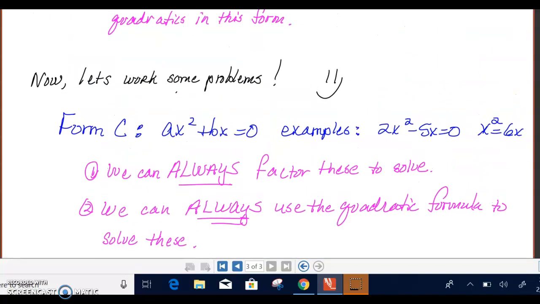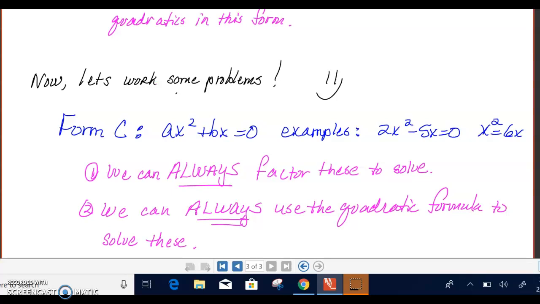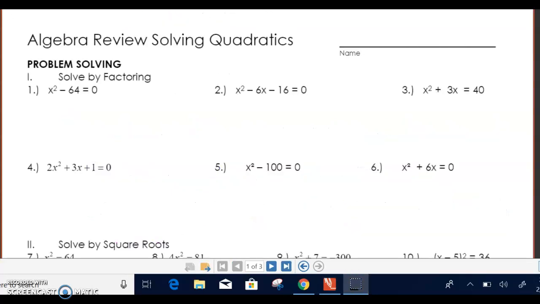Okay, so then how about we go and work some problems? Let's take a look at the sheet that I gave you in class and also emailed you. Let's take a look at this sheet for solving quadratic equations. The first grouping of problems we're asked to solve by factoring. So we're going to solve by factoring. That means we're going to look at it and get it in the correct form so you can actually factor.